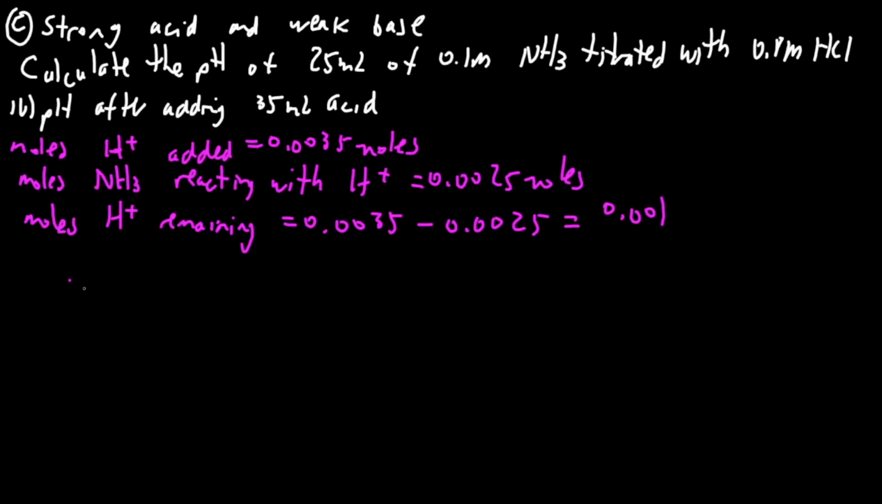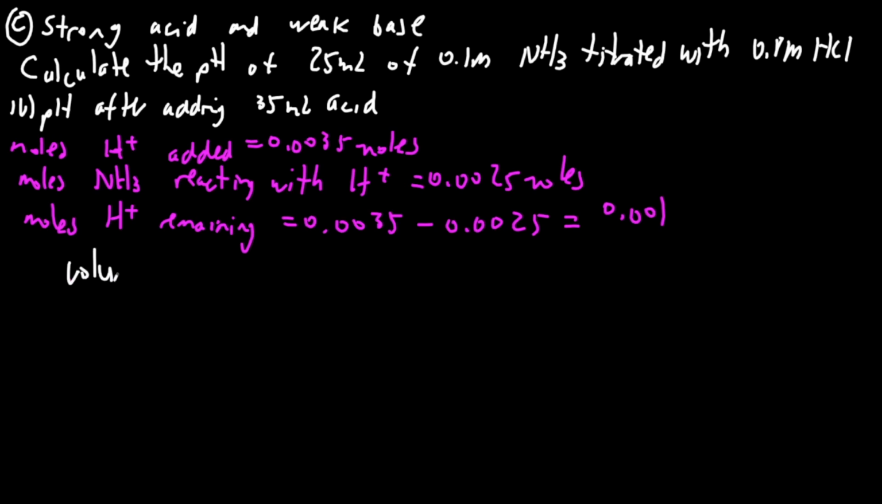Next, we're going to solve the pH after adding 35 milliliters of acid. So for acid, we're going to have 0.0035 moles. This will react with the base. And earlier for the base, there was 0.0025 moles of the base. This means that the H plus remaining after that is going to be 0.001 moles of acid remaining.